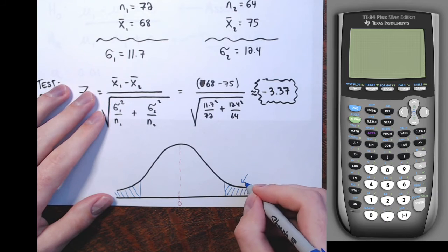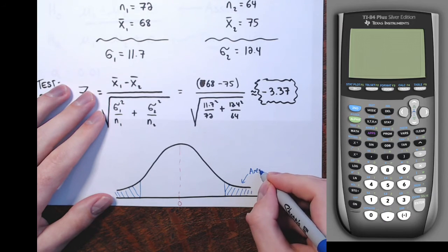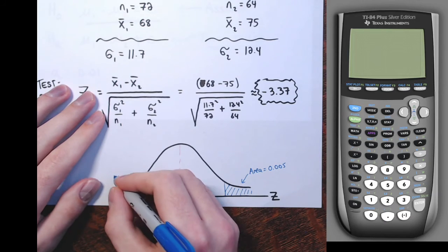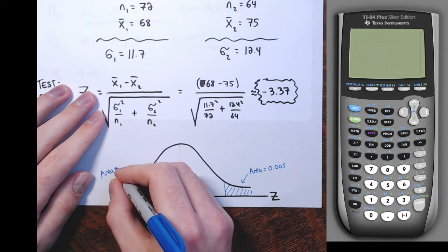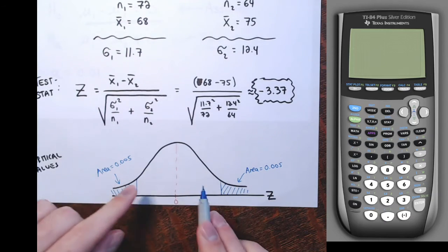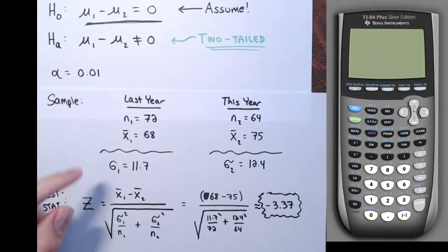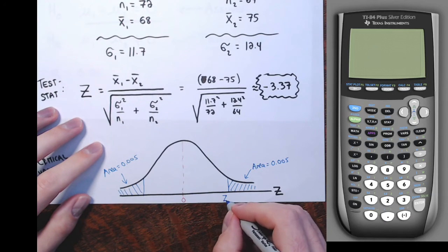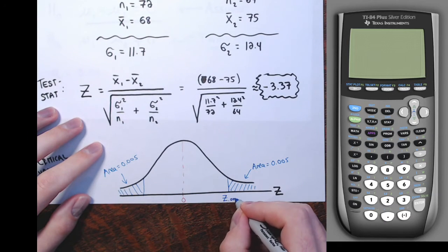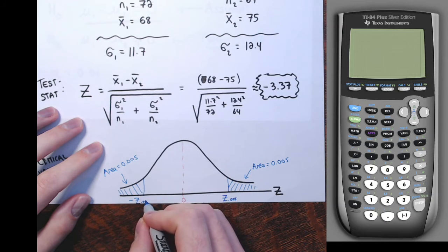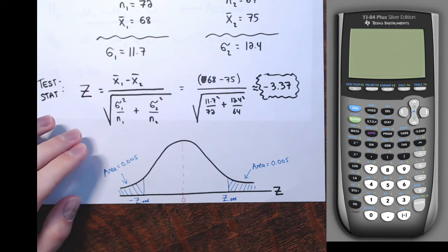And the area of each of these should be 0.5%, 0.005. Same thing over here. The area of this left tail rejection region should be 0.5%. That way, when you add them up, you get alpha. You get 1%. So what I'm looking for is the z-score with 0.5% above it, and its opposite. What's the opposite z-score with 0.5% below it?